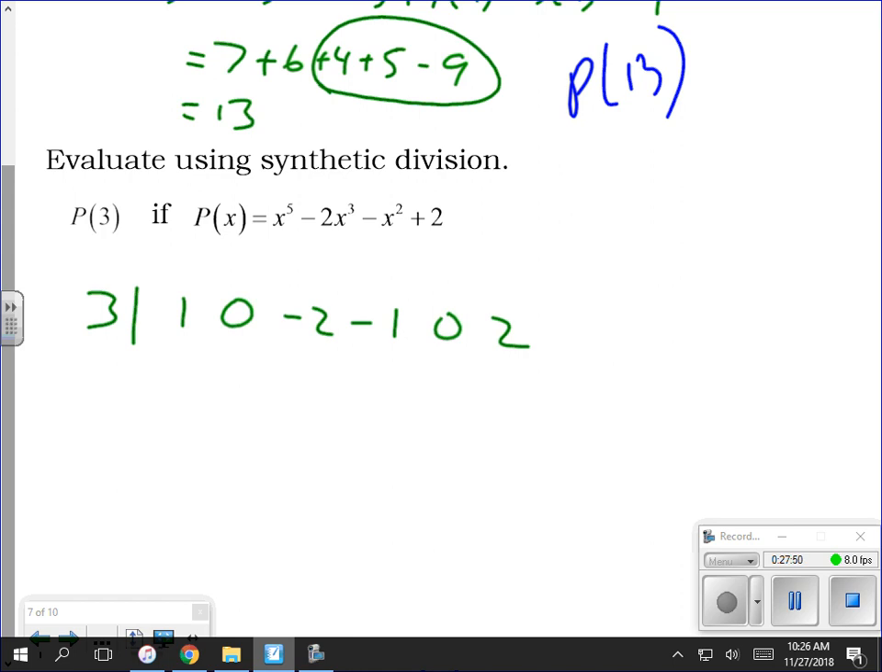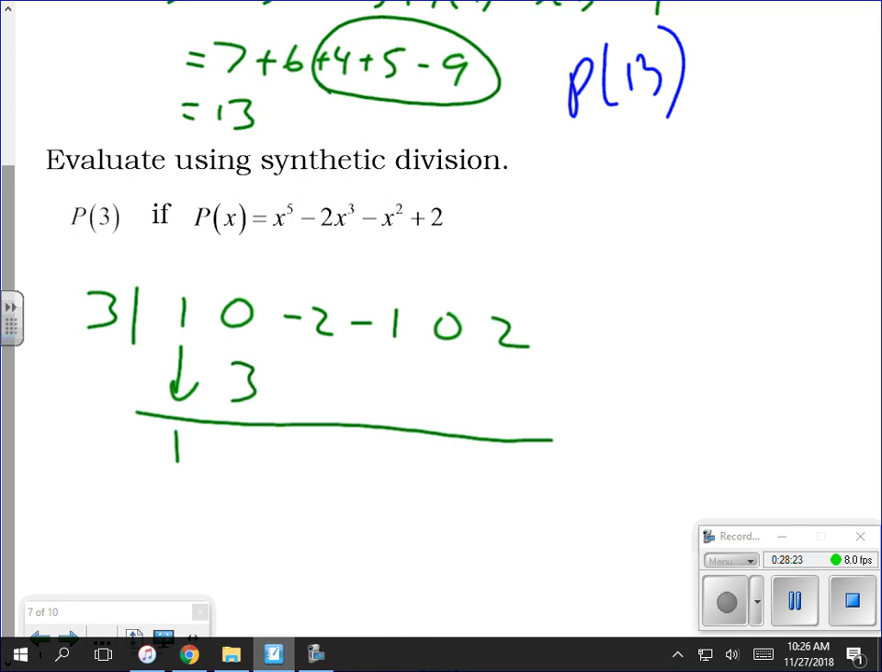And don't forget your zeros on this one, because I have x to the fifth, no x to the fourth, so I have to have a 0 for that. Minus 2x cubed minus x squared, and there are 0 x's, so I'd have to have a 0 for that. And 2. You still have to put in the zeros for any power that's missing. And then you do synthetic division. The next process is exactly the same. Multiply, add, multiply, add, multiply, add, multiply, add.